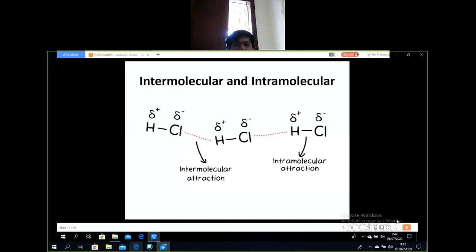Intermolecular, between molecules. This is one molecule of HCl. This one, intramolecular, is the attractive force between the atoms, hydrogen and chlorine. Okay, so do not make a mistake in understanding intermolecular and intramolecular.